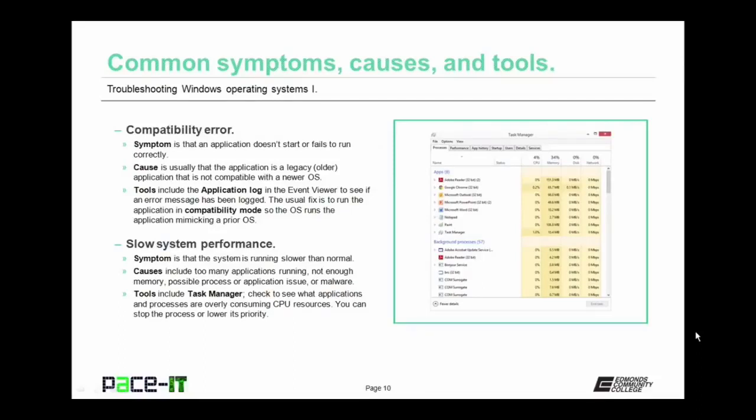A symptom that also commonly occurs is slow system performance. The system is running slower than normal. Causes include too many applications running, not enough memory, or possibly a process or application issue, or malware. All of those can consume your CPU and operating system times. Tools to troubleshoot and resolve this include the Task Manager. Check to see what applications and processes are overly consuming CPU resources. You can also stop the process or lower its priority from here.